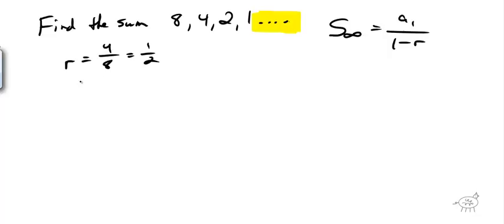And a sub 1 is the easiest thing. You could pretty much have your kid brother help you with this. If you told your kid brother, hey, could you find out what a sub 1 is? Your kid brother would go, ooh, right here. It's 8. It's the first term. Okay, so that's super easy.